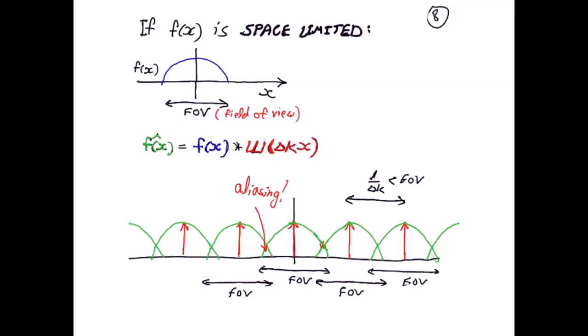So in that case, if I violate the Nyquist criterion and I don't sample finely enough, then what you'll see is that the edges of the image are going to overlap with the other side. Now, is it something that could happen in MRI? What do you think?